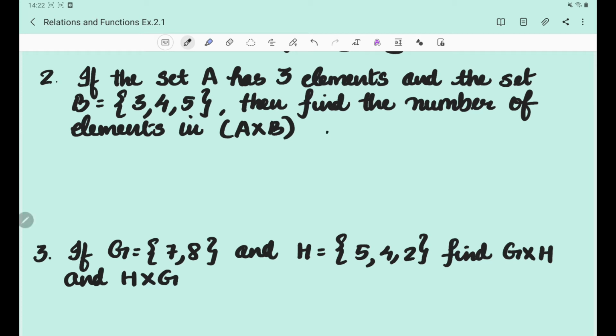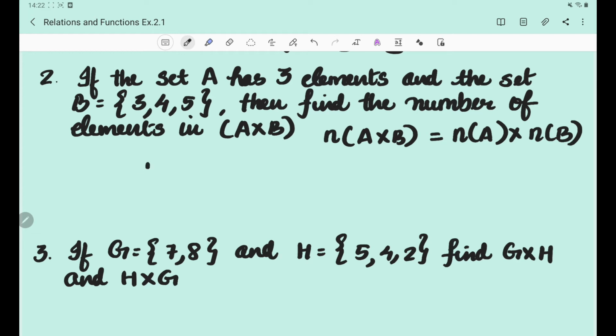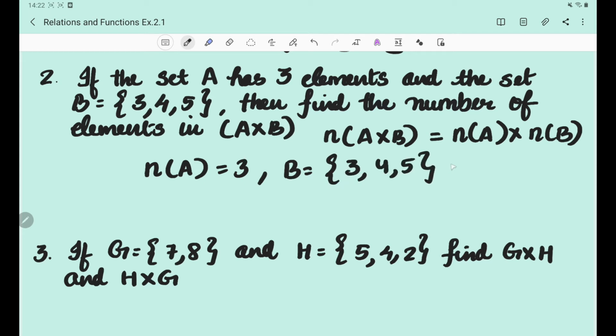So you know from the Cartesian products that the number of elements of A cross B is n(A) into n(B). It is already said in the question that the set A has 3 elements, so n(A) is equal to 3. And the set B is also given, with 3 elements in it: 3, 4, 5. So you can easily find that the number of elements of B is equal to 3.